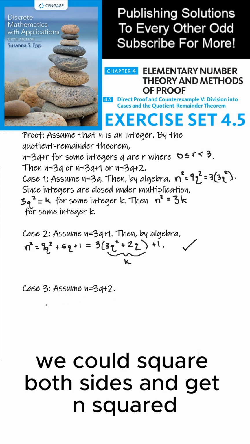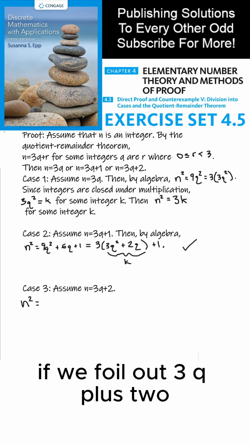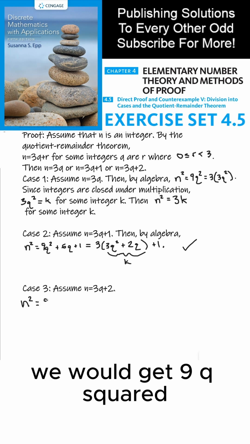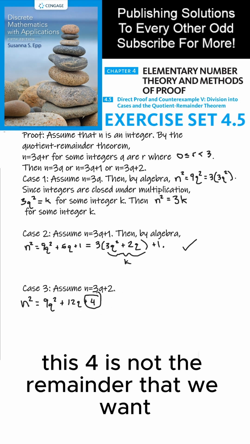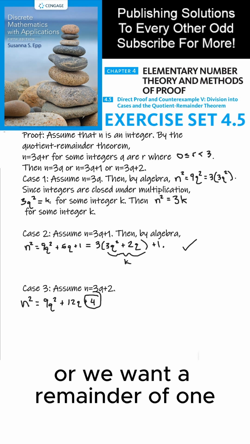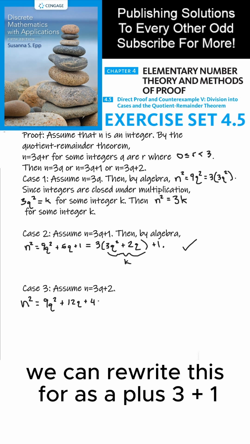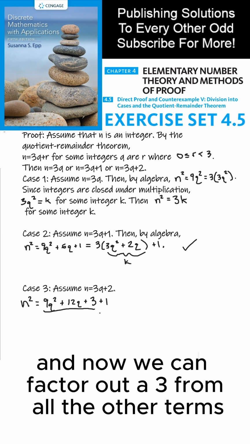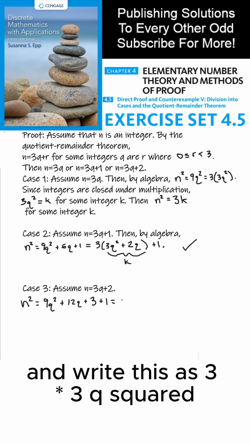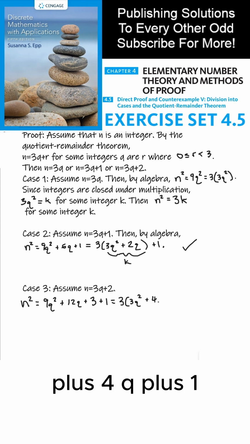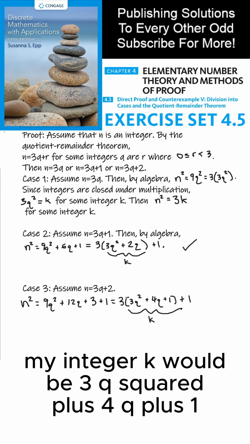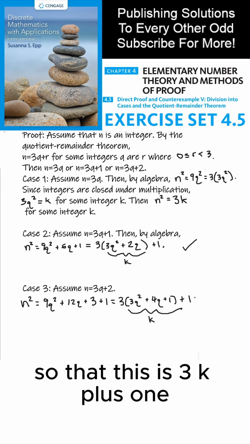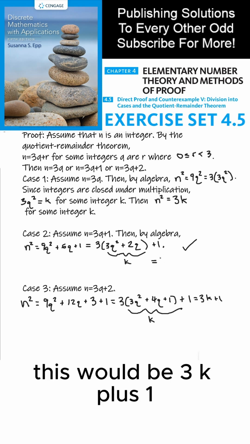For case 3, we could square both sides and get n squared. If we FOIL out 3q plus 2 all squared, we would get 9q squared plus 12q plus 4. Now, if you notice here, this 4 is not the remainder that we want. We either want a remainder of 0 or we want a remainder of 1. So what we can do is rewrite this 4 as 3 plus 1. And now we can factor out a 3 from all the other terms and write this as 3 times 3q squared plus 4q plus 1, and then plus 1. And so in this case, my integer k would be 3q squared plus 4q plus 1, so that this is 3k plus 1. And to finish off case 2, this would be 3k plus 1.